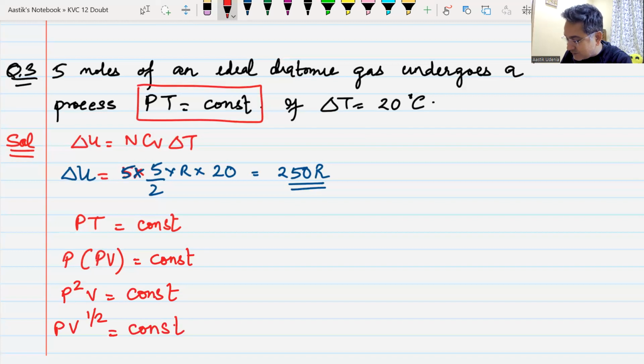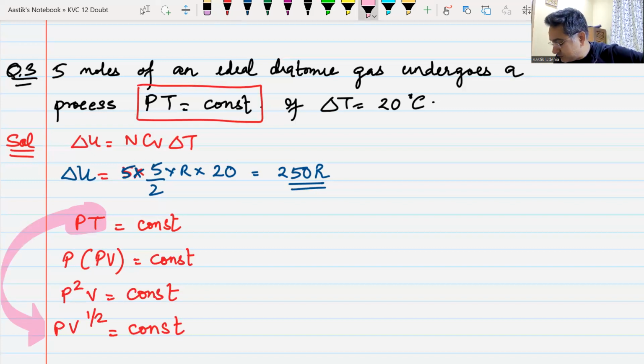Everyone understand what I have done here? Basically I have changed the equation between pressure and temperature into an equation between pressure and volume. Do we understand this? Yes, sir. That means now I know that this half is nothing but eta.